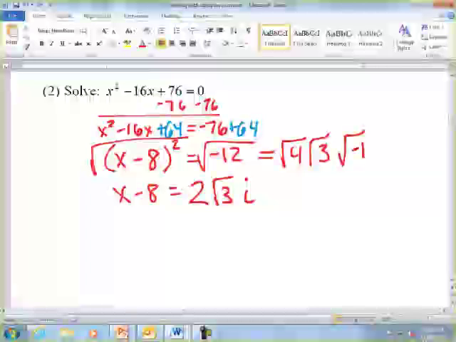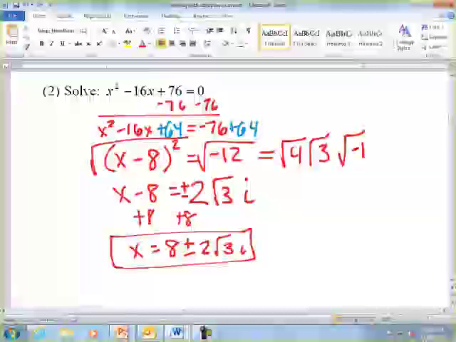What else do I need that I don't have in my answer there? Plus or minus anytime we take a square root, right? And then the final step, I need to know what x equals, not what x minus 8 equals. So what do I have to do? Add 8 to both sides. Don't add 8 to the 2. It's its own thing. So 8 plus or minus 2 root 3i.